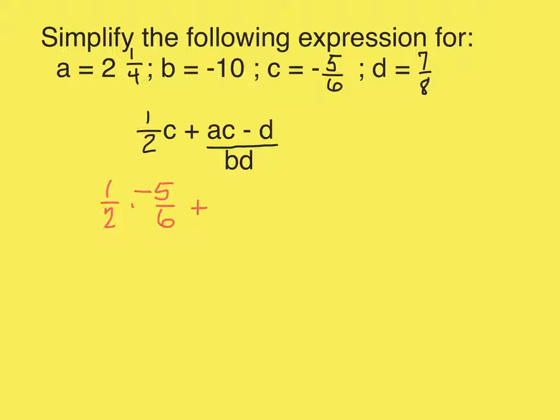plus AC, so A is 2 1/4, times -5/6 minus 7/8, and all of that divided by -10, oops, let me fix that, -10 times 7/8.